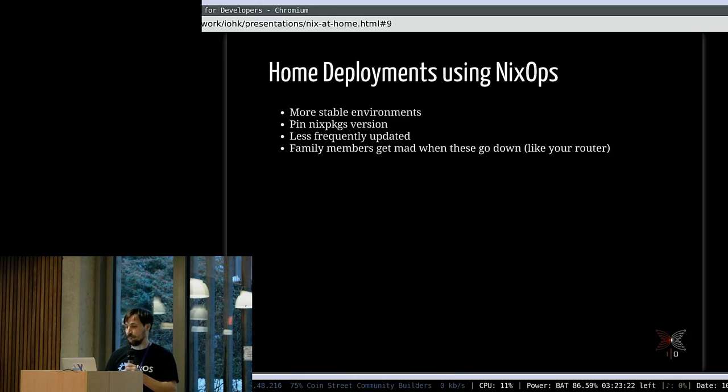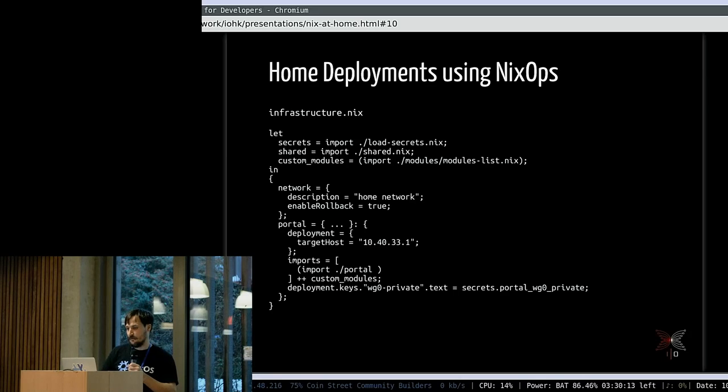For home deployments, I have a server and my main router at home that both run NixOS. So that's easy. I just use nixops deploy for that. I have an infrastructure.nix file that lists all my infrastructure files, and you'll see that right here. And then I can use the same secrets stuff there, as well as the shared stuff and the custom modules that I use on my laptop. So now all that stuff is shared across all my systems. If I change it in one place, it can affect everything, which is great when you add a new Vim plugin and you don't want to have to SSH into all your servers and install it again.